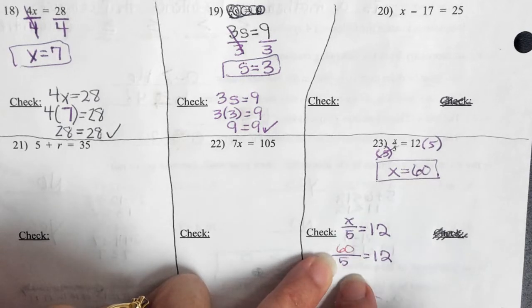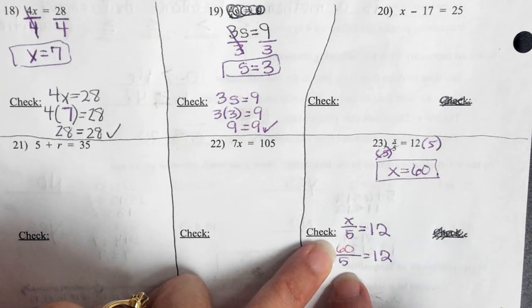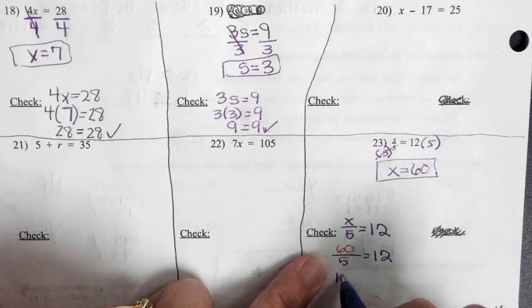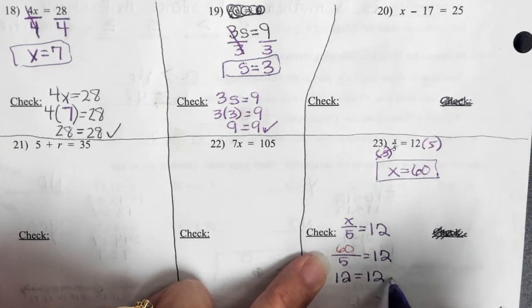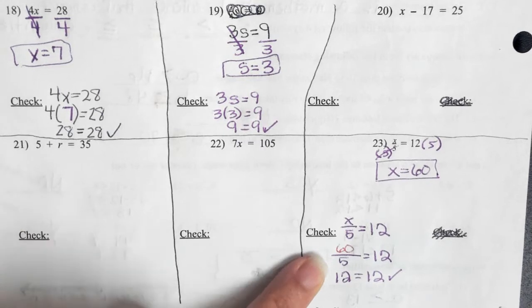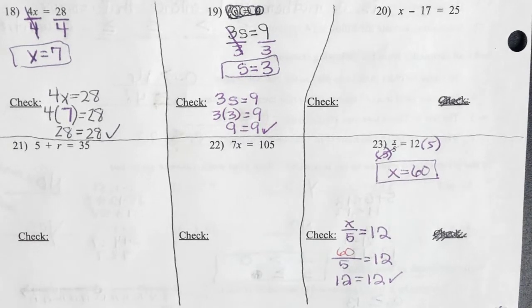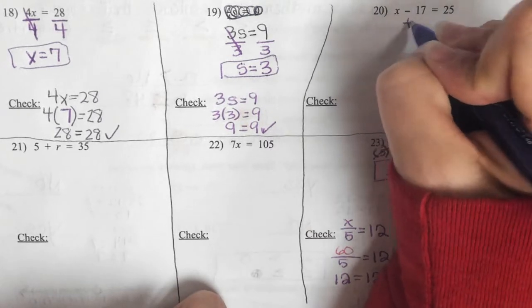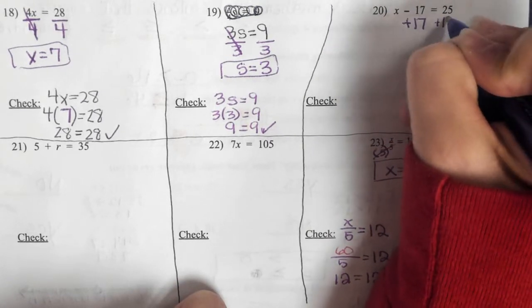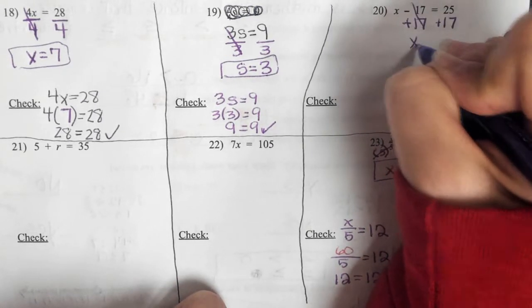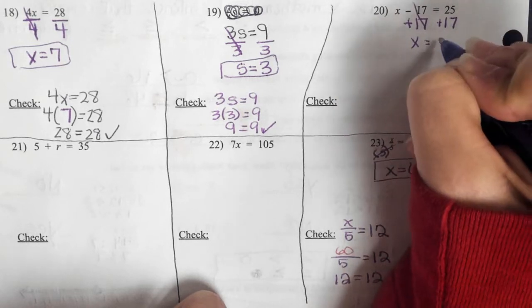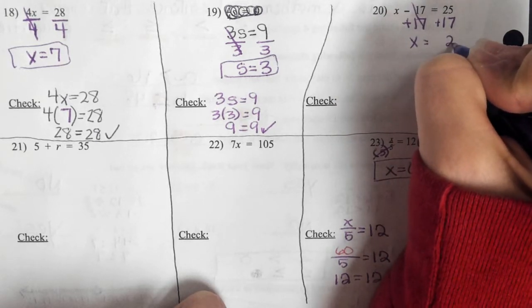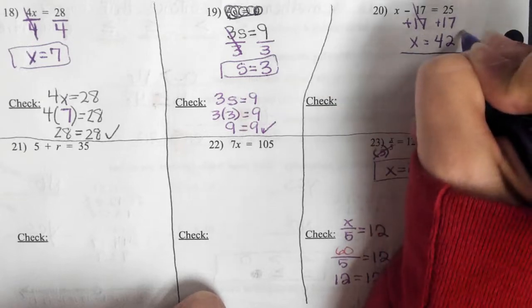Okay, my x was 60, so I'm going to put a 60 up there. And you should really be testing that. Like 5 goes into 6 once. There'd be 10, and then 5 into 10 is 2. That is 12. That is 12. I'm good to go. I'm going to go up and do 20 now. I get 42.